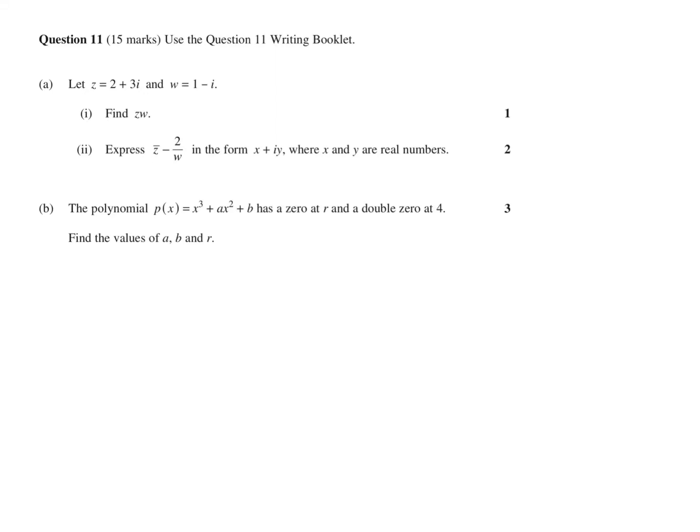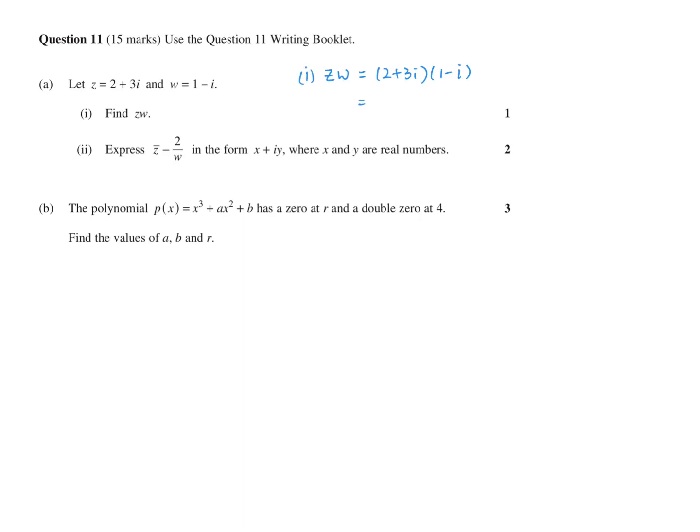In this video, I'm going to explain HSC 2018 Mathematics Extension 2 question number 11. Question A. It is a question about complex numbers. The question provides two complex numbers z and w. In the first part, the question asks to find the product of these two complex numbers. In the second part, the question asks to get the conjugate of z and minus 2 over w.